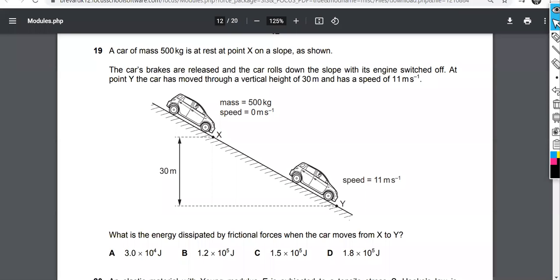Hello and welcome. In this worked example video, we'll be looking at the energy dissipated by frictional forces, as the title suggests. The question reads, a car of mass 500 kilograms is at rest at point X on a slope as shown.